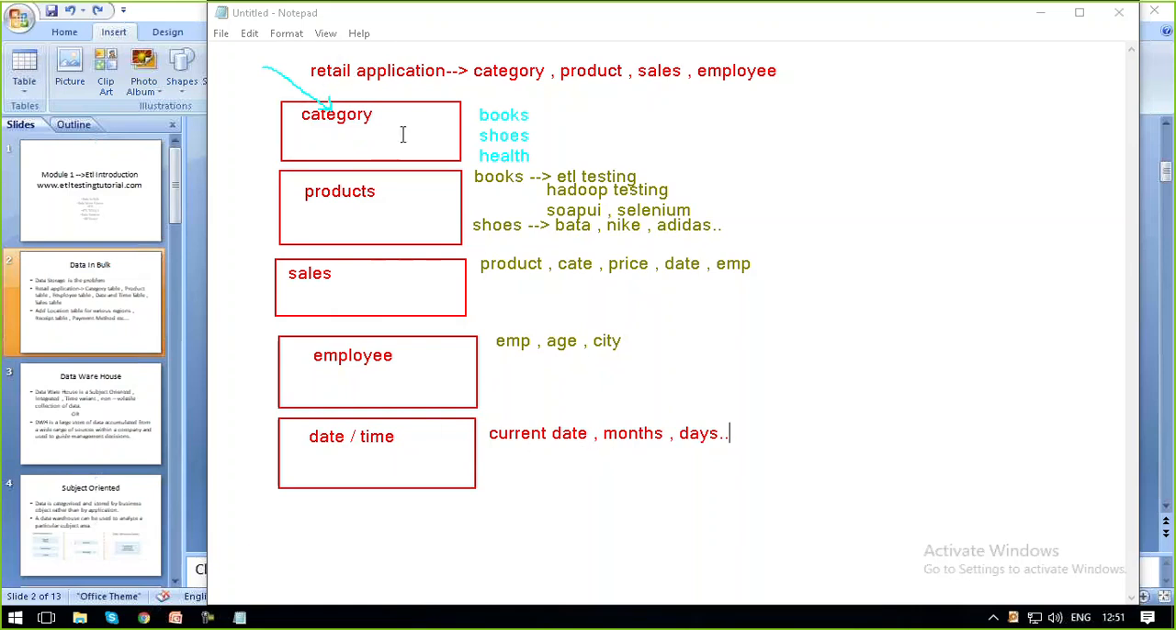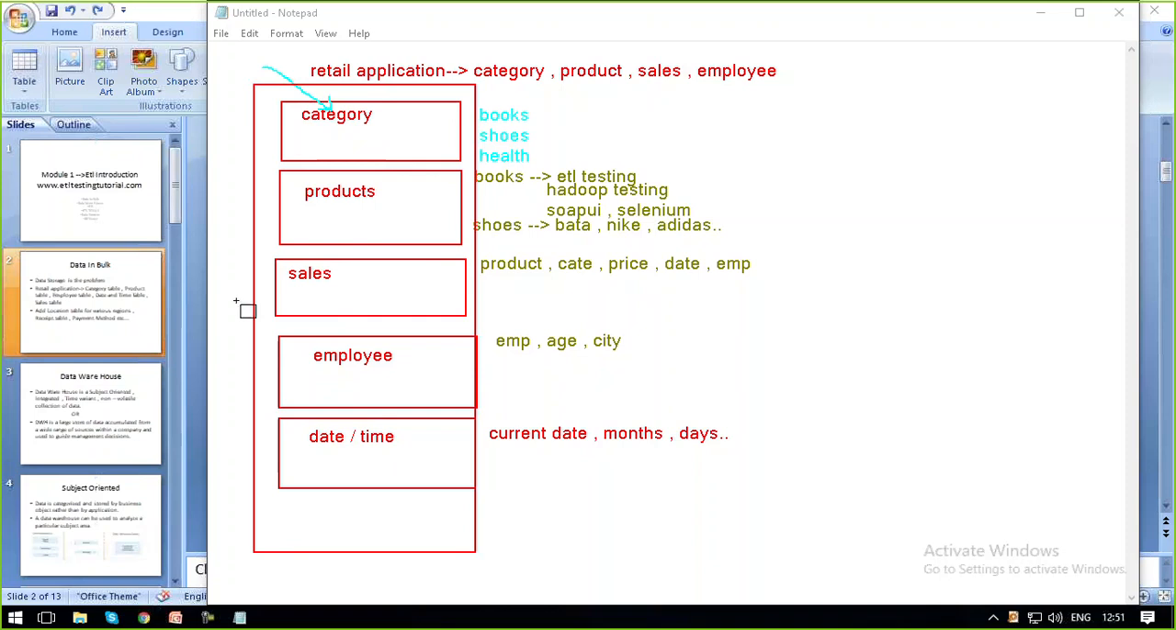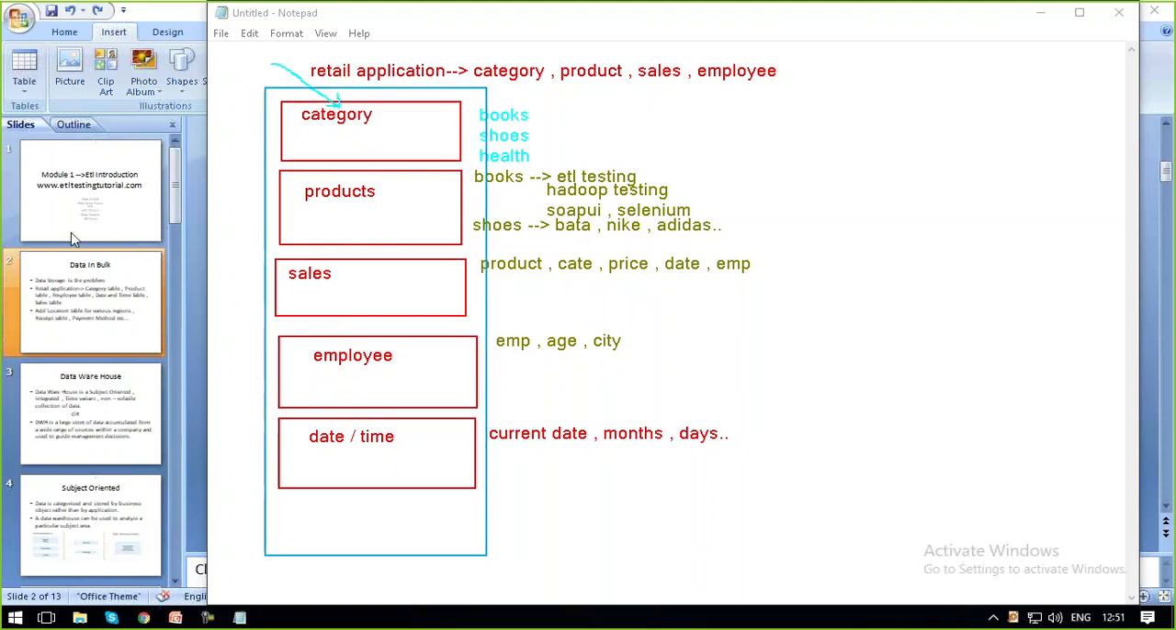So we have five tables. This is for one retail store. Let's say it is the store for Vishal Mart.